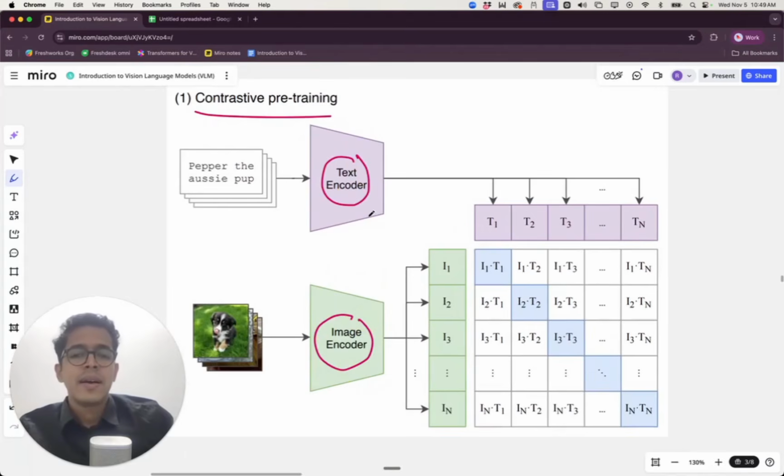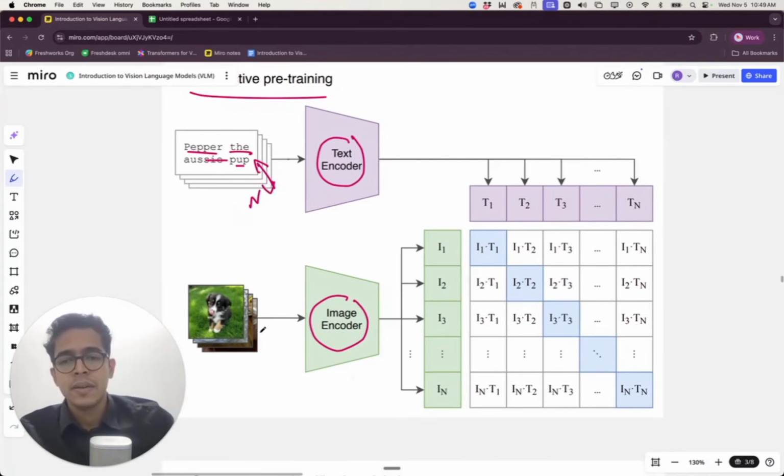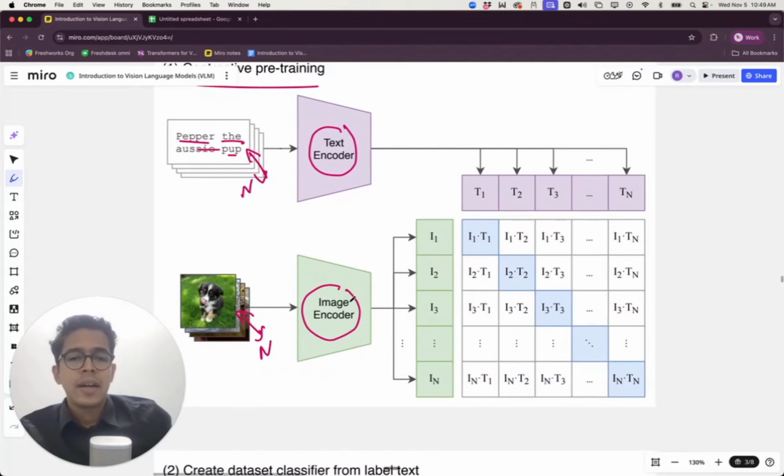You will have, let's say, n items in the text. So let's say you have n sentences, Pepper the Aussie pup, and something else. And let's say you have n images here. You can construct an encoded representation of each of these images. So I1 is the encoded representation of image number 1. I2 is for image number 2. Like that, IN is for image number n. Now, what are these I1, I2, I3, etc.? They are all different vectors. So now we have n images, and corresponding to n images, you have n vectors produced by the image encoder.